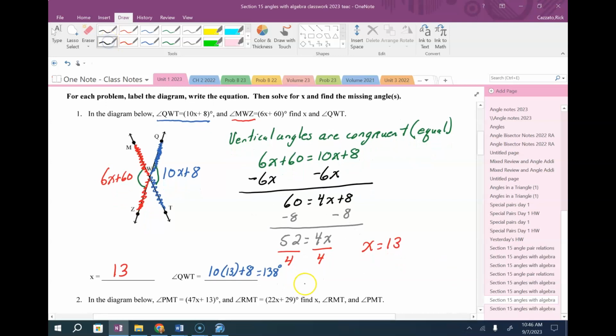If I wanted to check it, if I were to plug 13 into the red angle, I should get the same answer. So 6 times 13 plus 60, I do get 138. So that is correct.